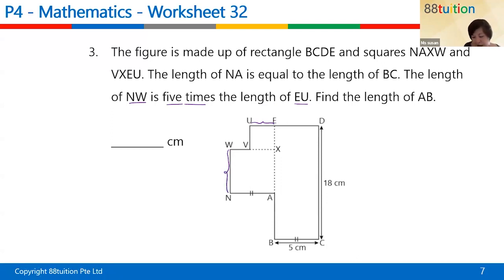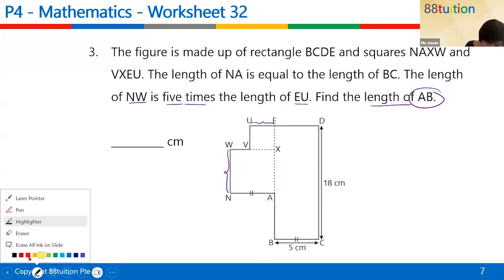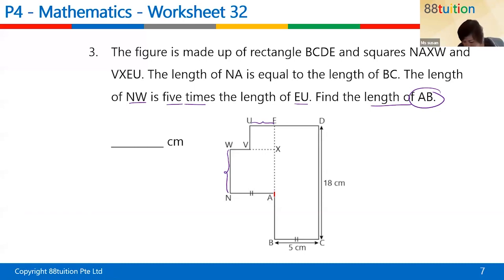Okay. Then how? Let's check. He wants you to find the length of what? AB. Where's AB? Let's put it in red color. AB, that is what they're asking for. Important ones must be highlighted. Okay, so how to do? In the first place, we must give them their dimension. All right, the first thing we can start with is how to find NA, how to find WN.